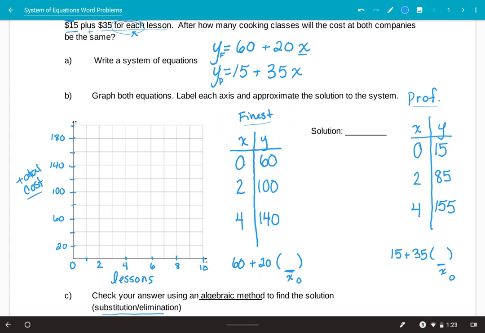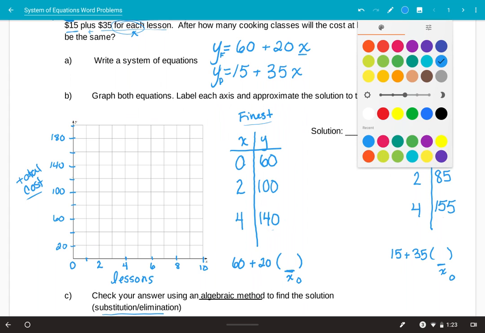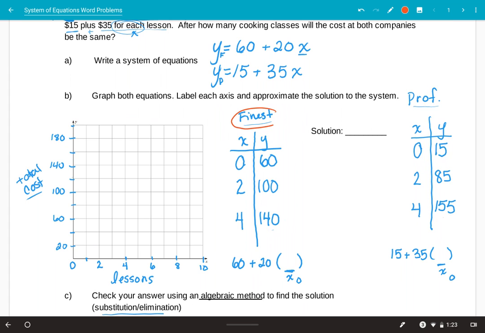And I'm going to do 2 different colors, and I'll show you those. So orange, I'm going to do finest in orange. So finest at 0, I'm going to go up to 60. At 2, I'm at $100. And at 4, I'm at 140. And then if I connect those dots, so much easier than doing it on the smartboard. So that's my finest.